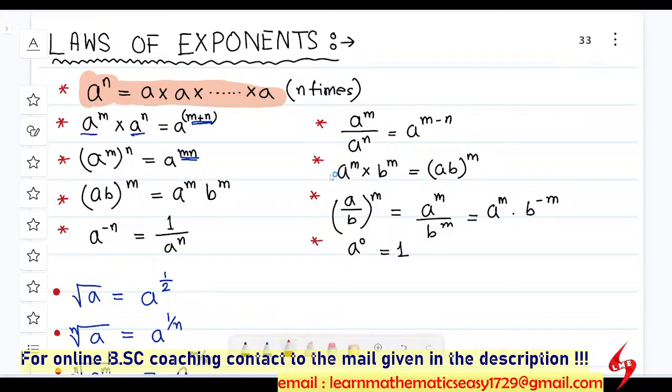Next property is a to the power minus n is 1 by a to the power n. That means if I have 5 to the power minus 3, that means 1 by 5 to the power 3. And similarly, if I have 5 to the power 3, then that will be 1 by 5 to the power minus 3.